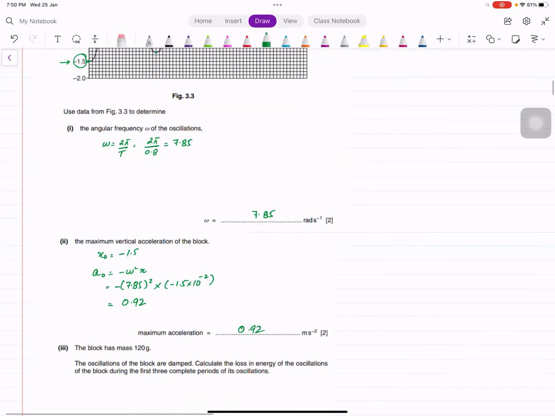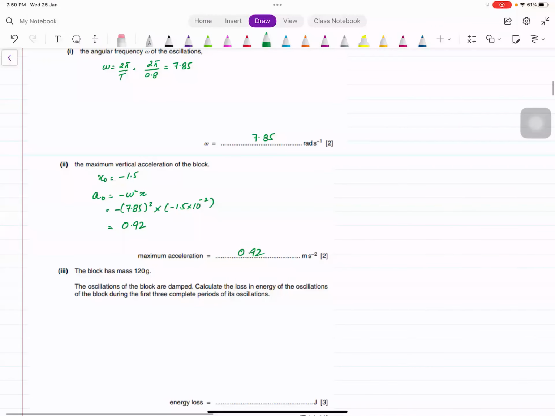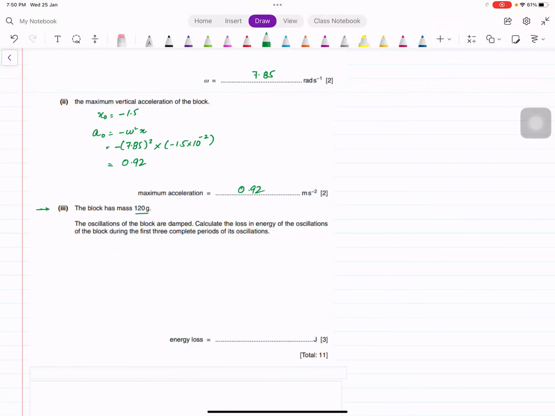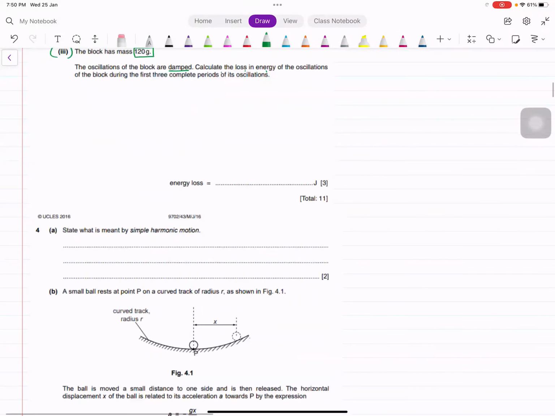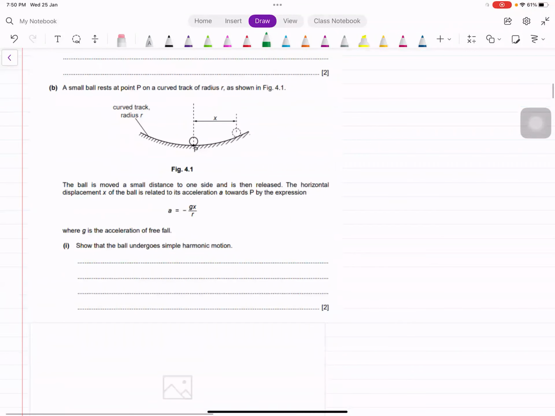Okay. Now, then it says the block has 120 gram. The oscillations of block are damped. Calculate the loss. Oh, this question comes from much later. So I'm going to give you this as homework. Homework for later, when we are done with energy. Anyway, now going to the equation part.